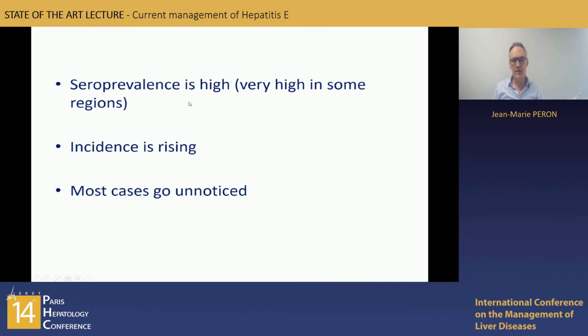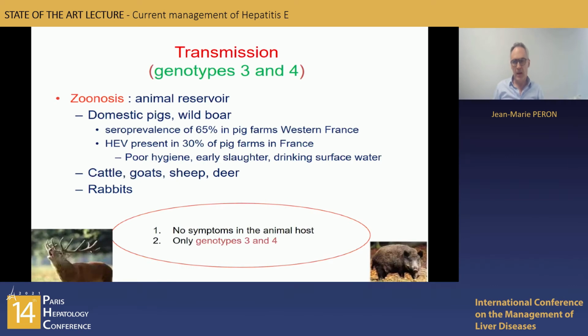So seroprevalence is high, and as you've seen, very high in some regions. Incidence is rising, and most cases still go unnoticed. I'll be talking about transmissions for the next few slides. First, genotypes 3 and 4. HEV infection is a zoonosis with these genotypes with an animal reservoir, which is mainly domestic pigs. Other animals have been found to be infected with HEV, including rabbits, for example.